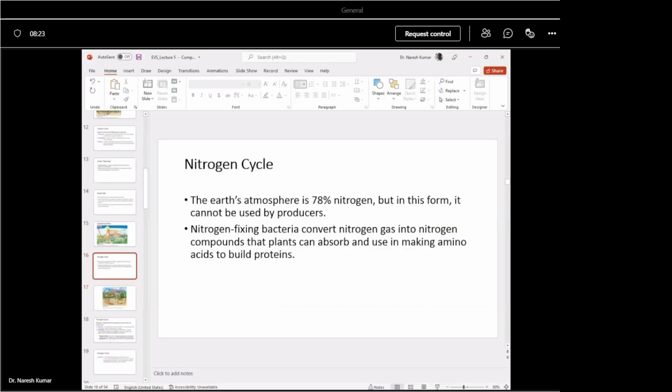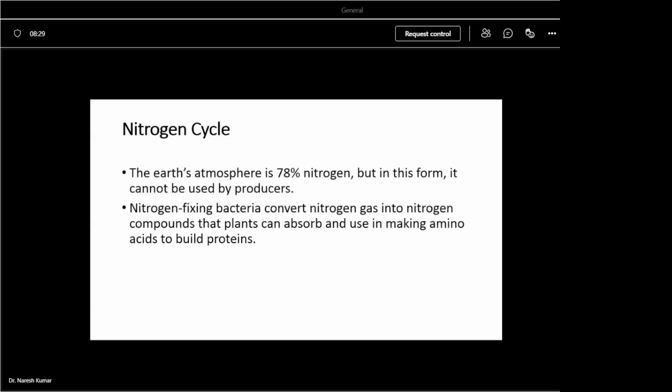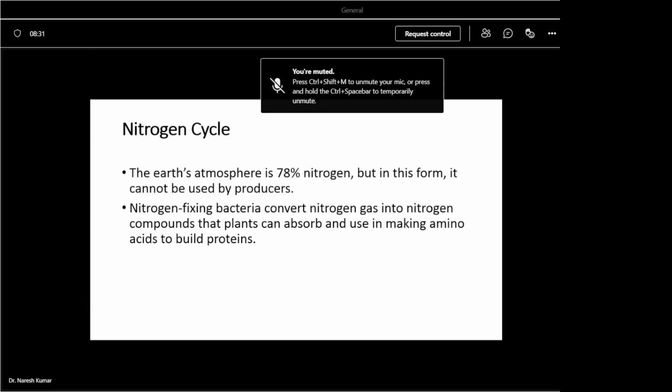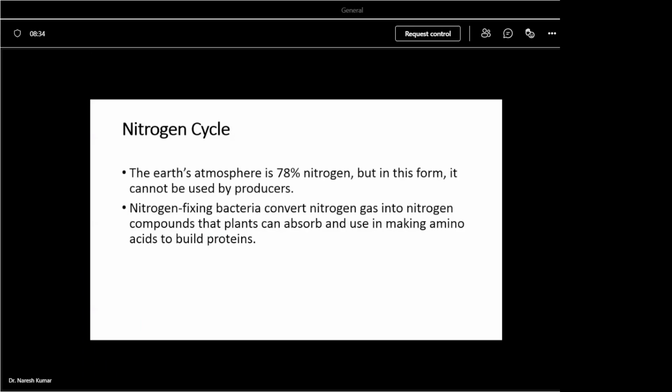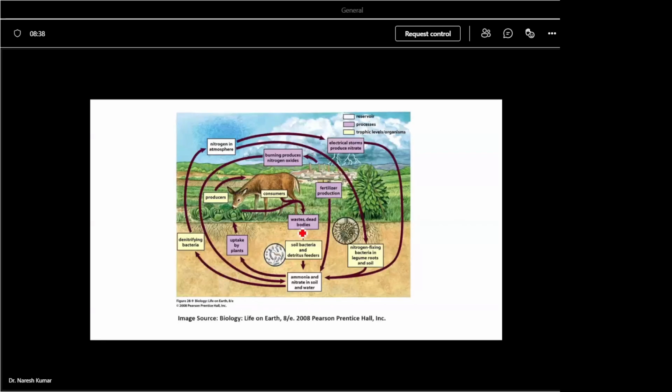Yes. Are you able to see this? So this is the major source, and then we have this ammonia and nitrate, which is there in the soil water, and then it is taken up by plants. From plants it goes to higher organisms.